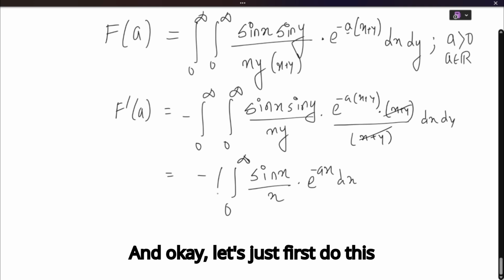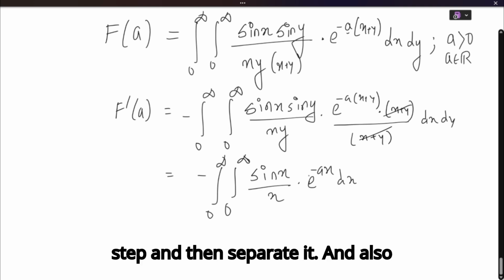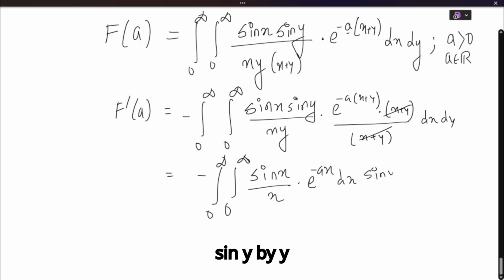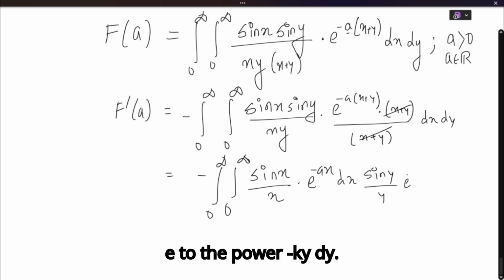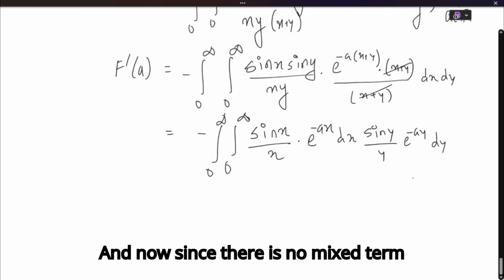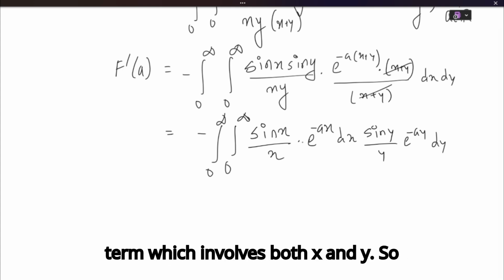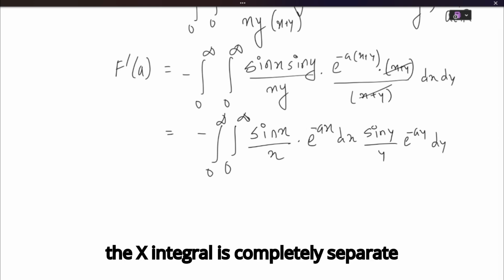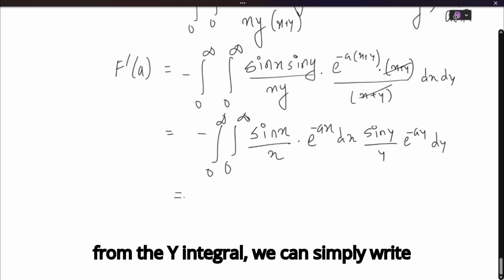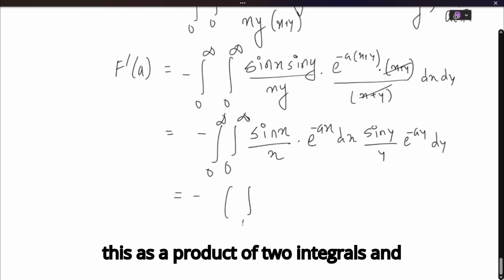Okay, let's just first do this step and then separate it. And also sin y by y e to the power minus ay dy. And now, since there is no mixed term here, you can see clearly there is no term which involves both x and y. So the x integral is completely separate from the y integral. We can simply write this as a product of two integrals.